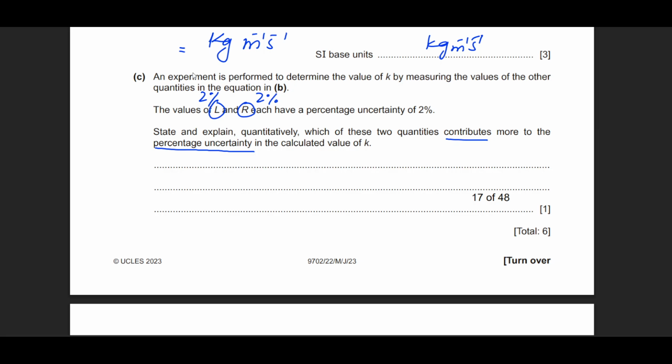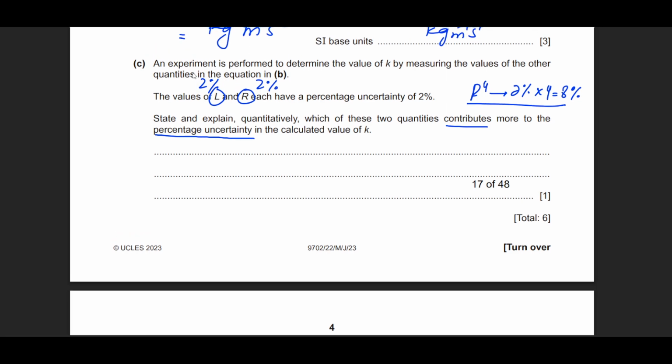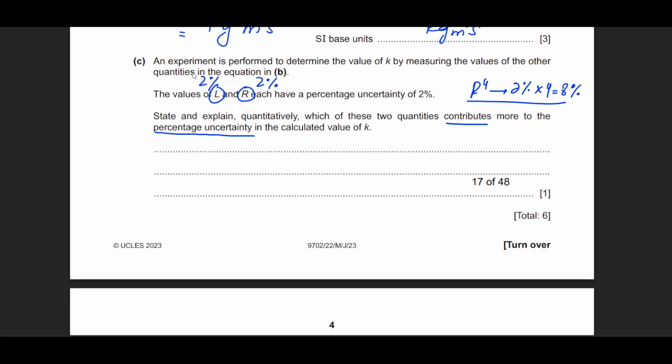You see, due to the power rule, r is raised to power 4. So this 2% multiplied by the power is equal to 8%. So r, in fact, is going to contribute an error of 8% in comparison to 2% of just L. So I've just explained the method that he's going to explain to you in the marking scheme. You can write this answer in your own words. But since he says quantitatively, we have to show where we get this 8%, and what we are comparing it with. We're comparing it with 2%.